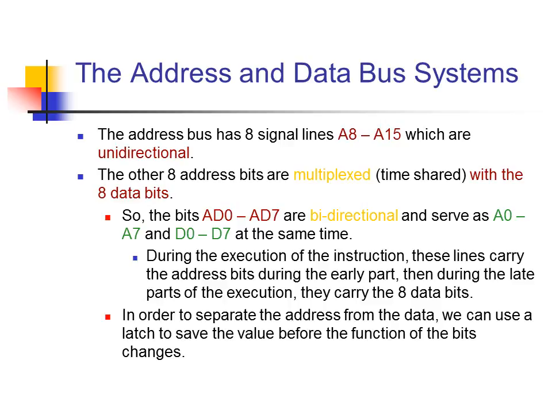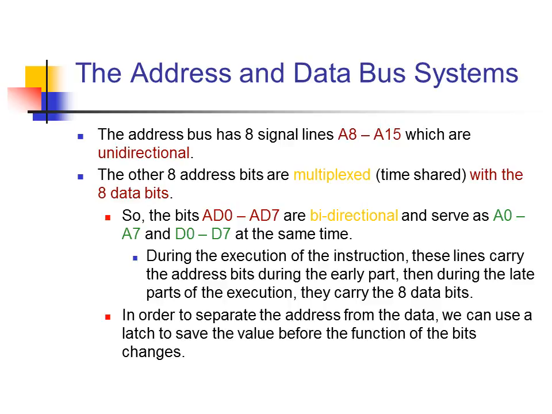And coming to the address and data bus systems of the 8085, the 8085 has 16 address lines. In this, 8 address lines are unidirectional. The other 8 bits are multiplexed with the 8 data bits, because in order to reduce the number of pins, we need to multiplex the data lines and address lines.